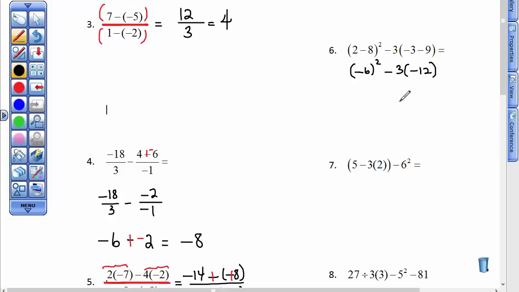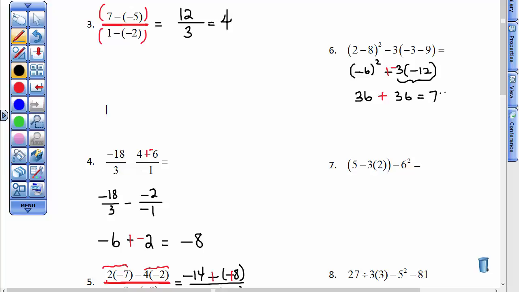Order of operations says I should do the exponents next. A -6 times a -6, which means squared, is a +36. Now I'm working from left to right, so I'm going to go ahead and do this. You can think of this -3 as a -3, and then just think of this as a negative times a negative is a positive, and 3 times 12 is 36. Or we could have thought of that as minus and 3 times a negative, or subtract a -36.